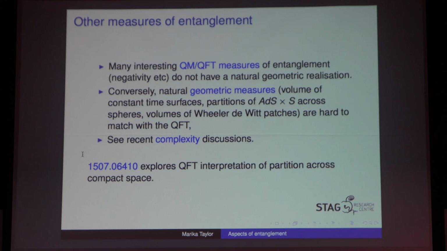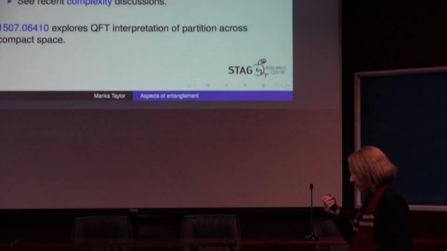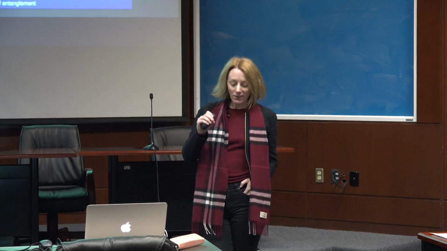But in some sense, almost the punchline is that the quantum mechanical and QFT measures of entanglement that people use, which they define in quantum mechanical systems, in qubit systems, in QFTs, typically do not seem to be naturally realized geometrically in holography. Everything you can calculate in the quantum field theory must be able to be calculated somehow holographically, but it doesn't necessarily have to have a simple description. And so things like negativity, a measure of entanglement, don't seem to be realized naturally in terms of geometric quantities of the AdS spacetimes.